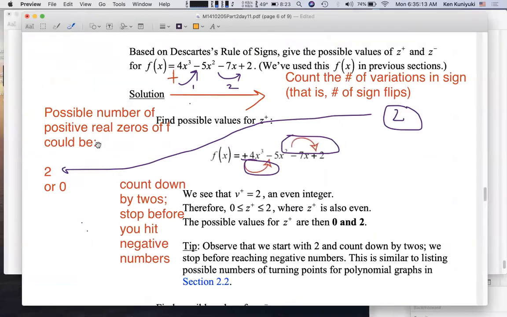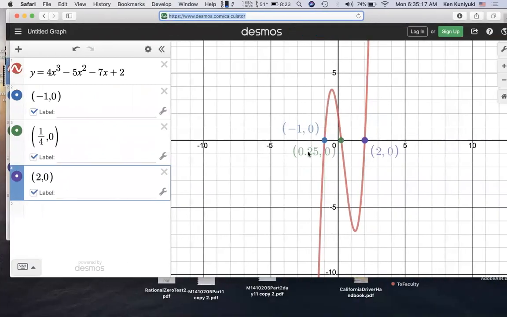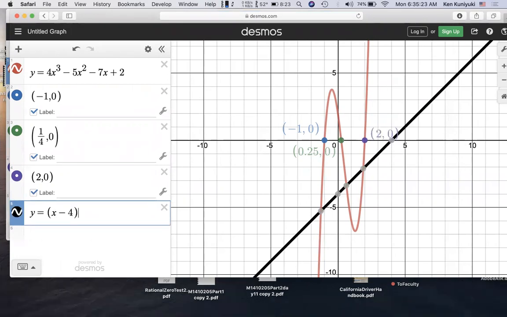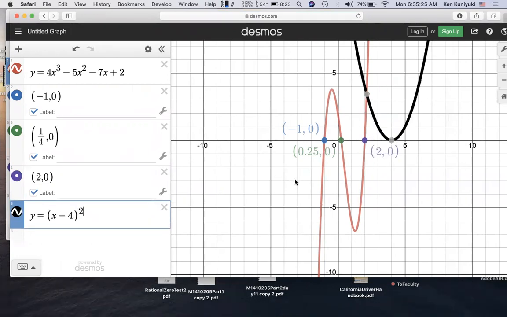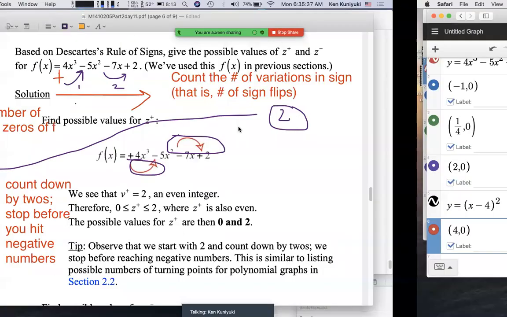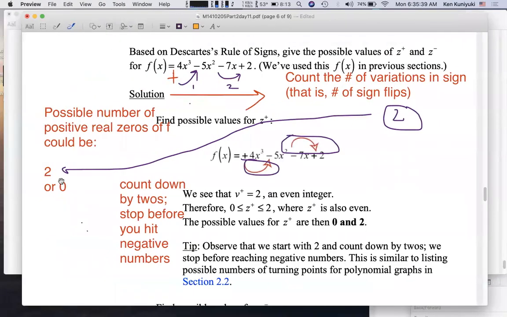So that's one possibility. And in fact, we do get 2 positive real zeros, each with multiplicity 1. But in principle, we could have gotten something like this: y equals the square of x minus 4, for example, where 4 here is a positive real zero of multiplicity 2, and we get a bounce. So remember that we take multiplicity into account.